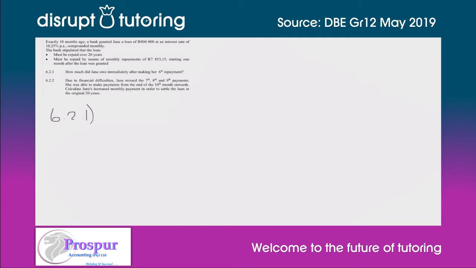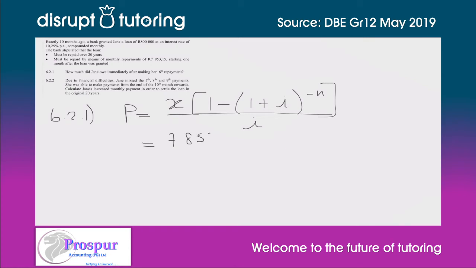So we're going to use the present value formula, which is going to be: the present value is equal to the monthly repayment times 1 minus, then we've got 1 plus i, so (1 plus i) to the minus n, all over i. Okay, so we've got interest rates and we've got the number of periods. Right, so let's plug in all of our values. So the x in this particular case is our monthly repayment, which is 7,853.15. We open up our brackets, 1 minus 1 plus i.